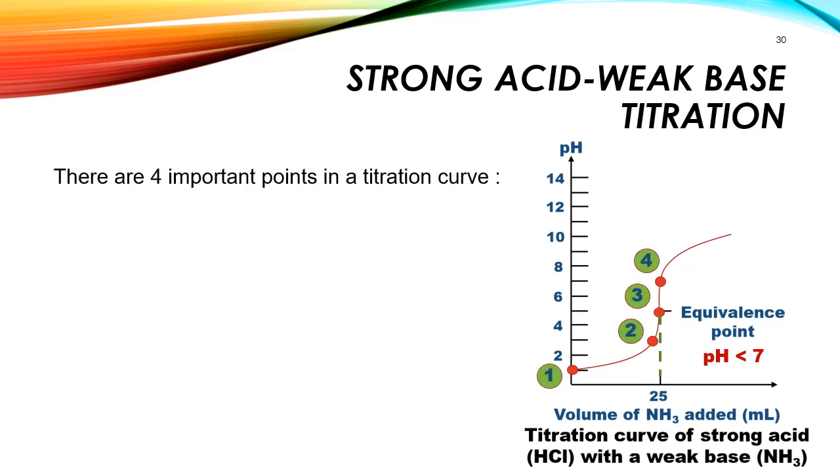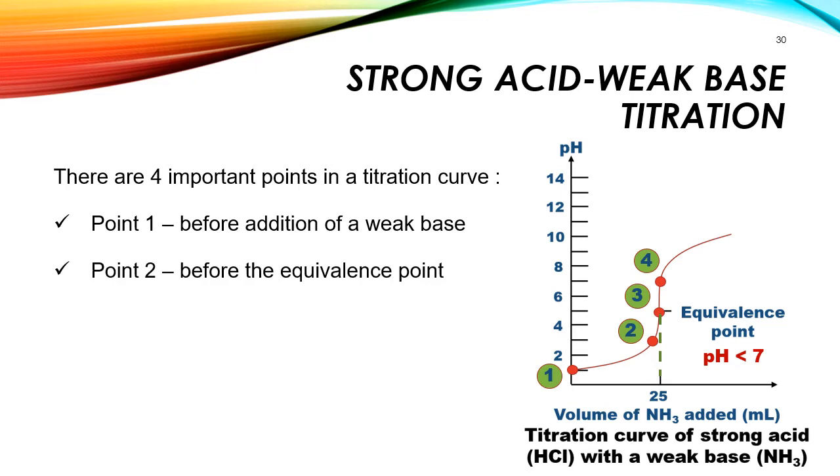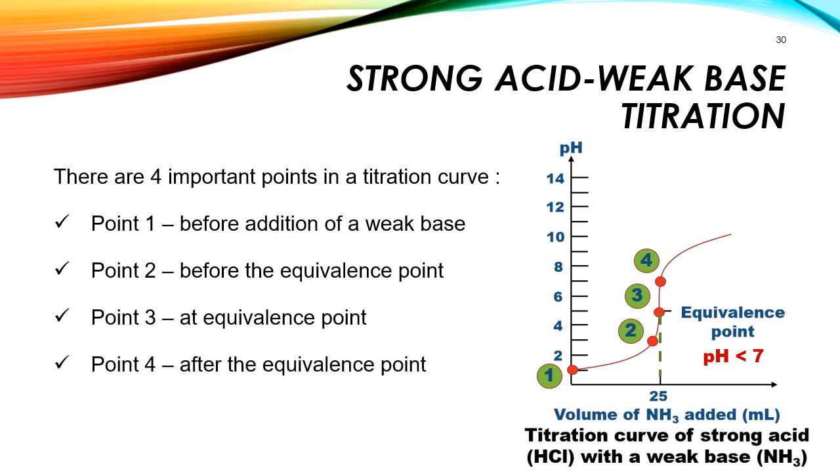There are four important points in a titration curve. Point 1 is the point before the addition of the weak base. Point 2 is the point before the equivalence point. Point 3 is the point at the equivalence point. And point 4 is after the equivalence point.